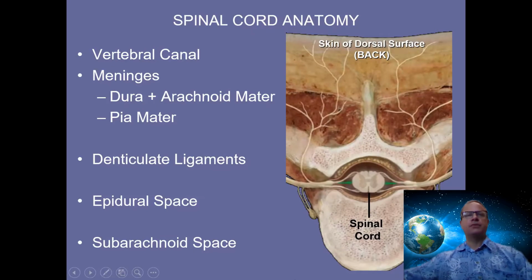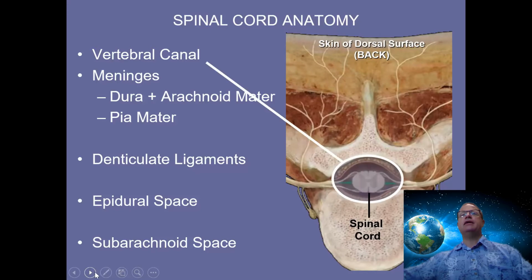So let's take a look here at some imagery. Here you can see a slide that shows the spine, and the spine is sitting in the musculature of the back. Right here would be your sirloin steaks or your longissimus muscles. Here's your spinous process extending into the skin of the back. Here are your transverse processes. And then underneath all of that, we see our vertebral canal or vertebral foramen. That is the hollow place where our spinal cord resides. It's very protected in there.